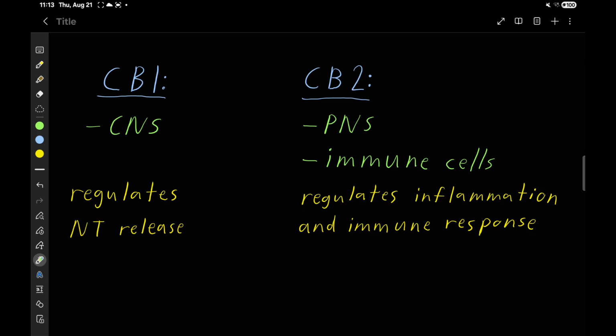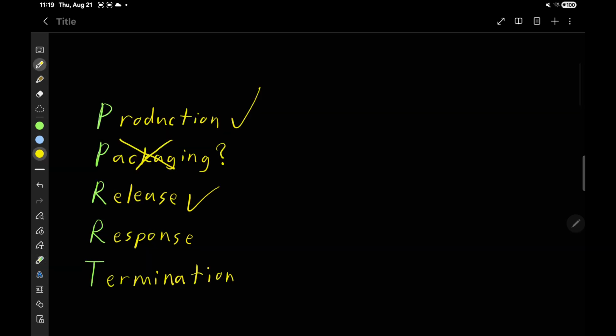So they're both involved in regulation systems, controlling response levels and keeping them under control. But CB1 receptors focus on regulating neurotransmitter release. CB2 receptors focus on regulating inflammation and immune responses. Alright, that's another step of the cell signaling framework down. Now, let's look at how these responses are terminated.